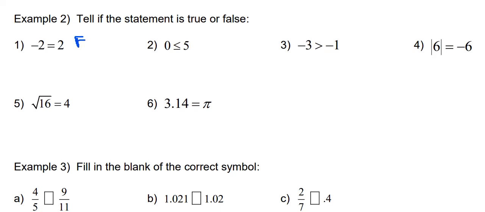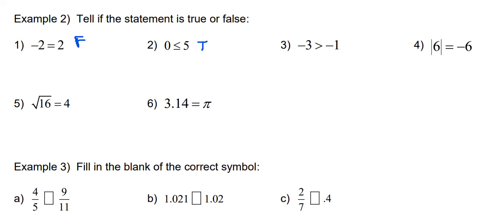All right, number 2 says 0 is less than or equal to 5. Now this symbol means less than or equal to. So it doesn't mean that it has to be both. So if either one of those two are true, then it's a true statement. So is 0 less than 5 or equal to 5? Since it's less than 5, then that would be true.